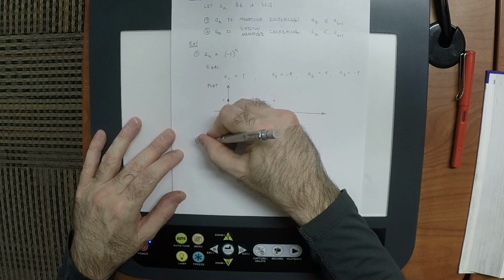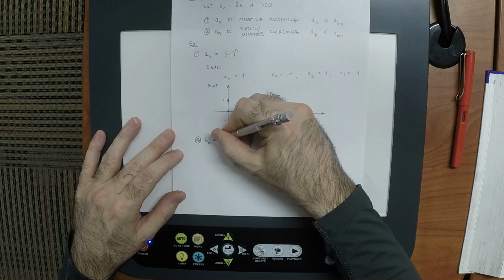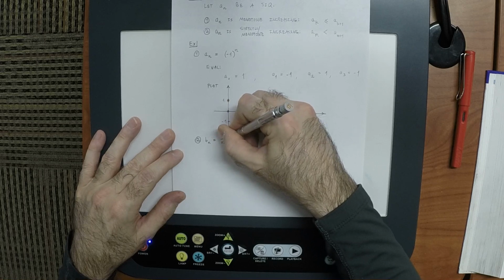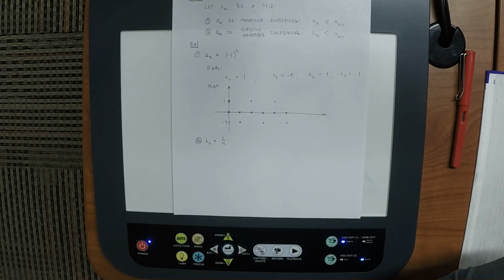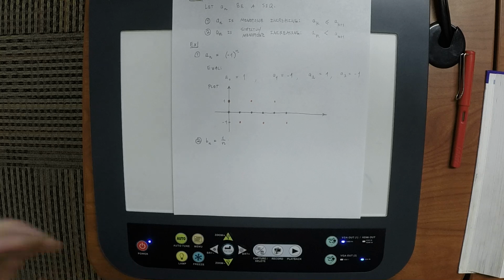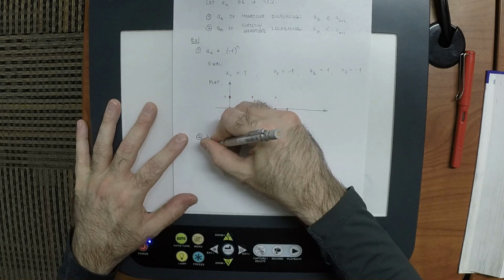Similarly, I could say, what if b_n is 1 over n? But in this case, what's the domain going to be? Can the domain be the naturals? It has to be the positive naturals, right? Why does it have to? Why can't it be the naturals? Can't divide by 0.